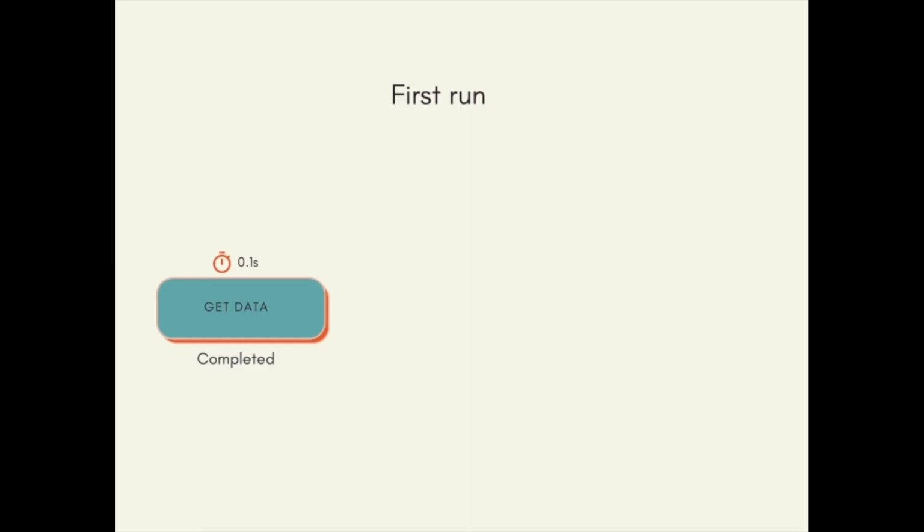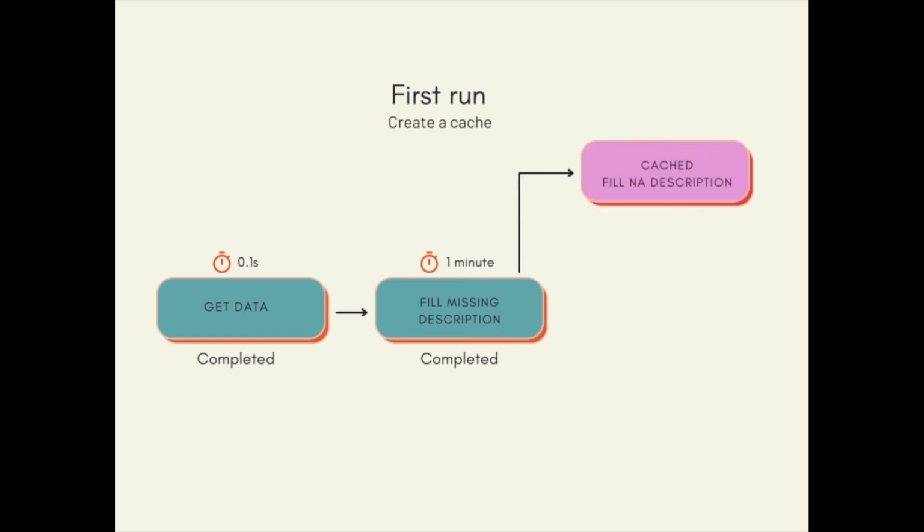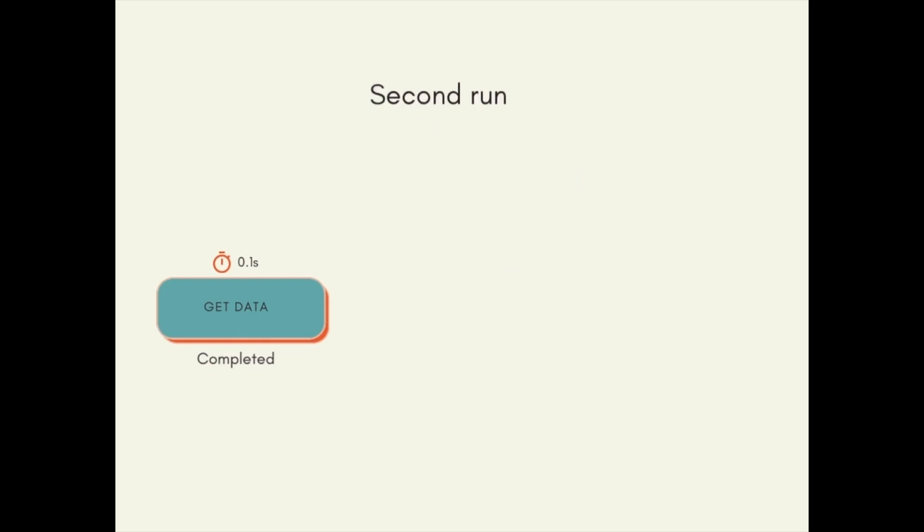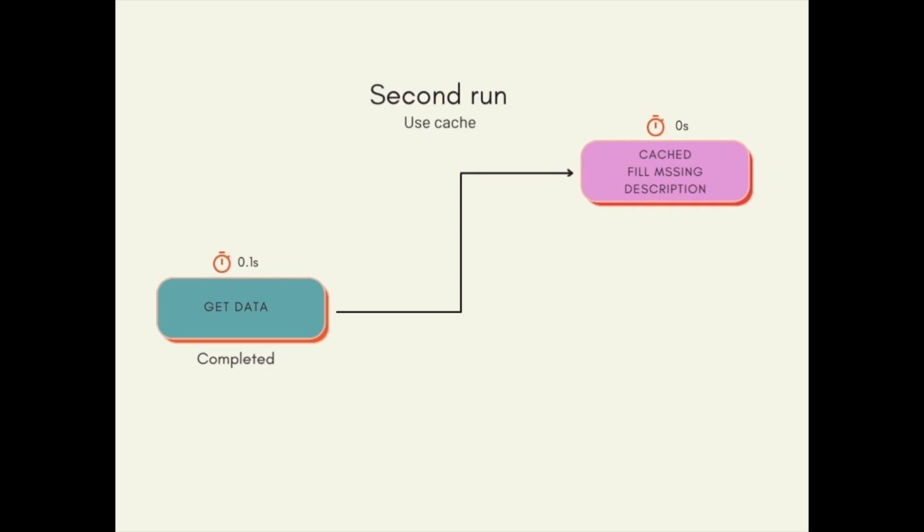Another example of negative engineering is to cache the result of a computationally expensive function so that the next time you run the flow, you can just use the cached result of that function instead of rerunning it again. This saves time and avoids unnecessary computation.